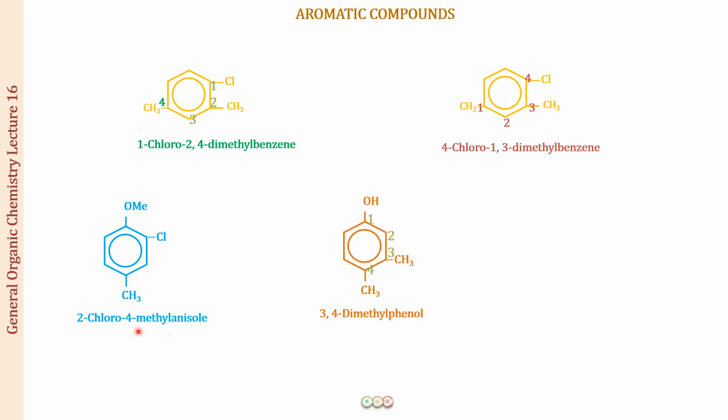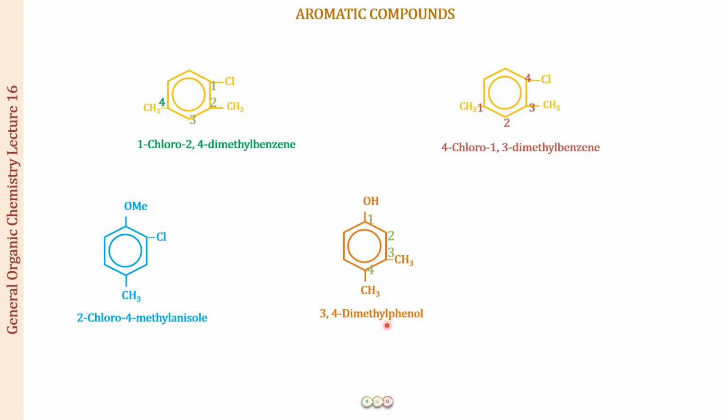The next structure you can see that we have a OH group, a methyl and a methyl. So the functional group is going to be the OH group. So this is the carbon number 1 where we have the OH group, and when we have a OH group directly attached to benzene, what do we call that? We call that as phenol.